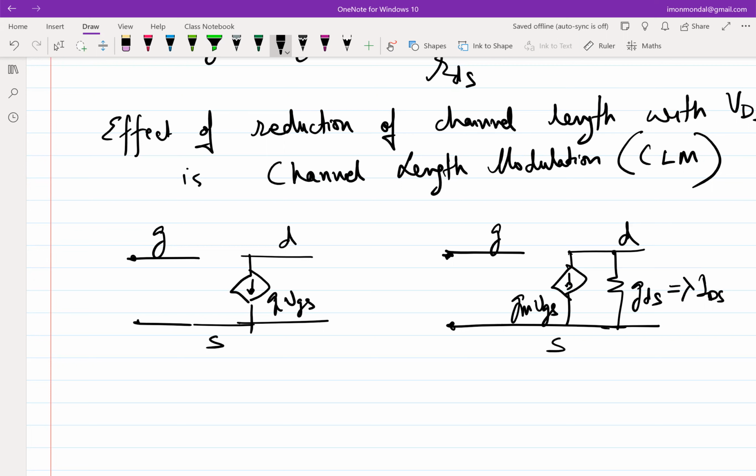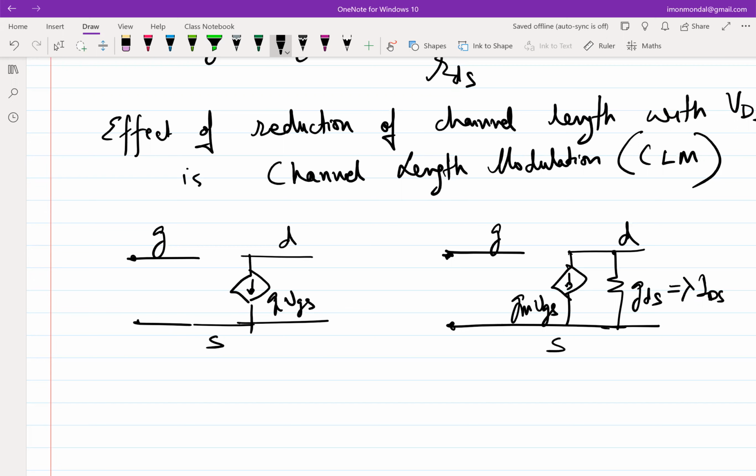Exactly. So in terms of the incremental model, all you have to do is apply a resistor across the drain and source terminals. Nothing else changes. Whatever you have done till now is valid, but with an extra addendum. The addendum is there will be an extra resistance between the drain and the source terminals.